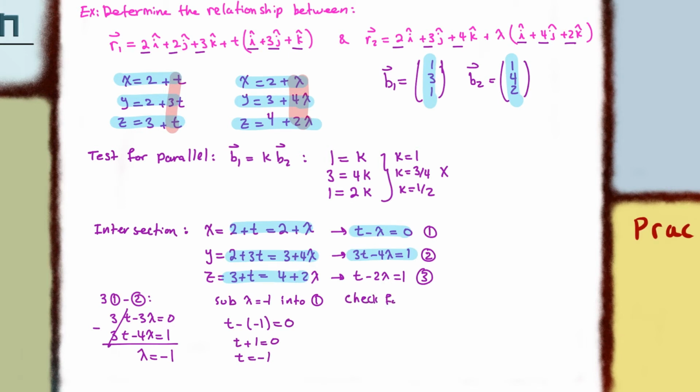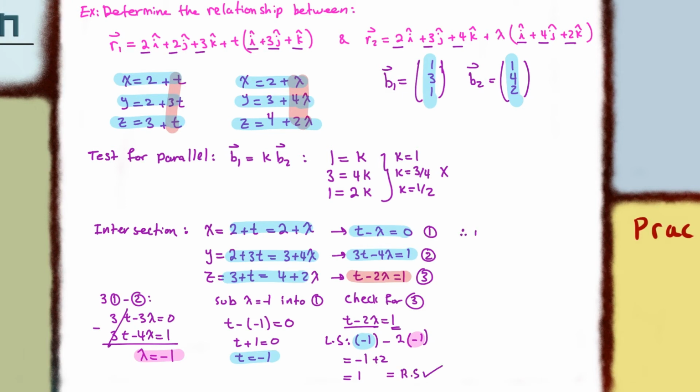It is not enough just to solve for t and lambda. We also need to check to see if the values are also correct for equation 3. In this case, t minus 2 lambda is equal to 1. So I'm going to substitute the values into the left hand side. t is negative 1. I'm going to subtract 2 times lambda, which is also negative 1. And so our left hand side will become negative 1 plus 2, which is equal to 1. And that's the same as our right hand side, so it checks out.